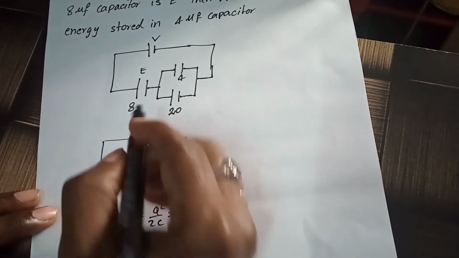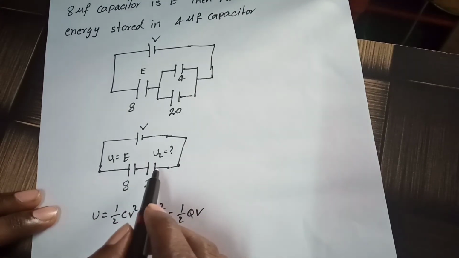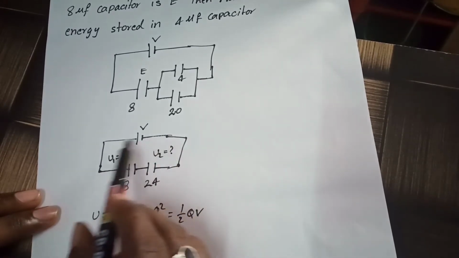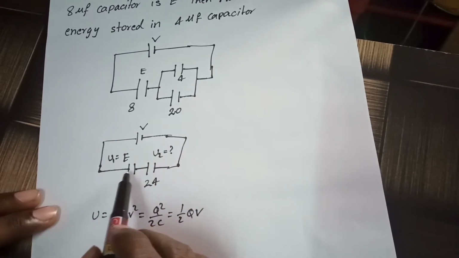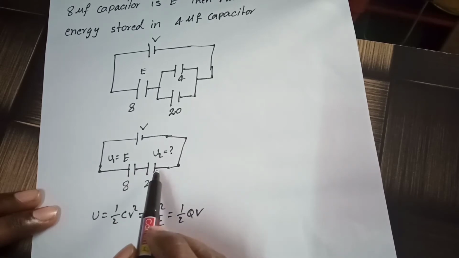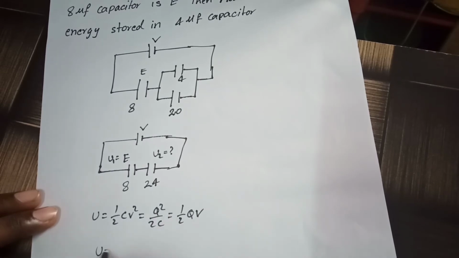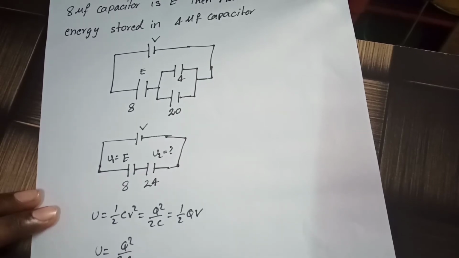Here we are applying the potential difference V, but the potential difference across this capacitor and across that one is different, not the same. So what is the common thing in this circuit? Throughout the circuit the same current flows, which means the same amount of charge passes through these two capacitors. That means charge is constant, but capacitances are different. So we can take the formula U equals Q square by 2C. Charge is constant and we know the capacitance of each capacitor.